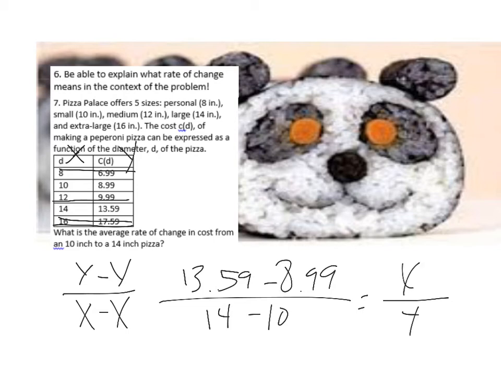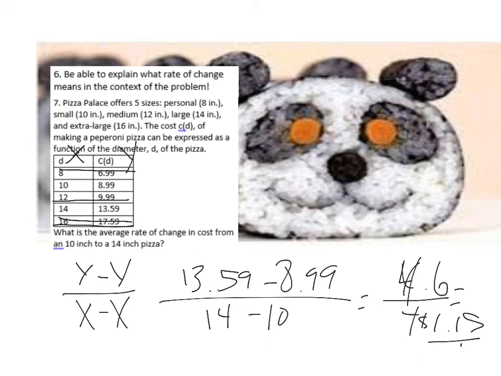And 1359 minus, whoa, that's a weird looking 4. Let's try that again. So 1359 minus 899 is $460, divided by 4. And if you divide that, you get $115 over 1, or just $1.15. So now let's go back to 6. What the heck does all that mean? All we did was plug things into y's and x's, but really we found a rate of change.